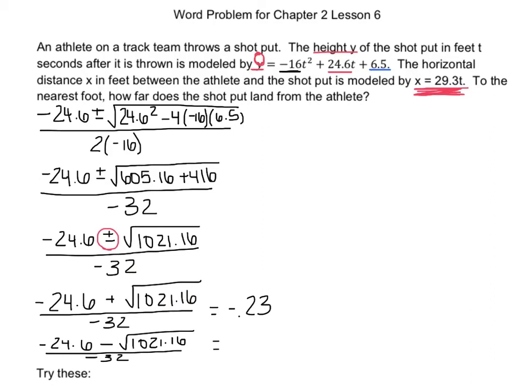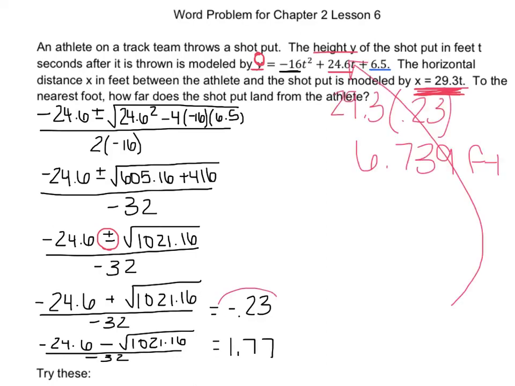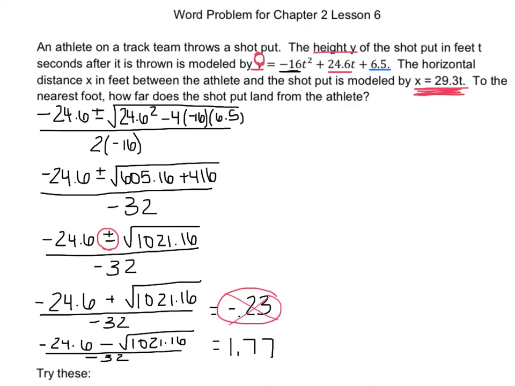So type in negative 24.6 minus second square root 1021.16. Close your parentheses, press enter. Then press divided by negative 32, press enter. You should get 1.77. We will round that one as well because it's very long. You just found the possibilities for t. Well, we can't have a negative time, so that is not the one we will use. We will use the positive time, which is 1.77.